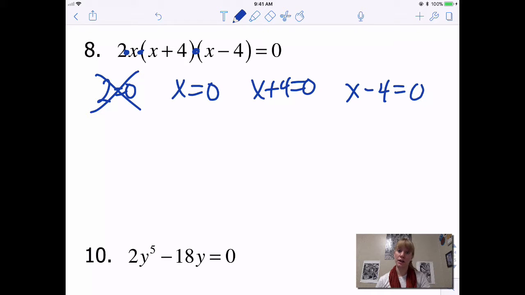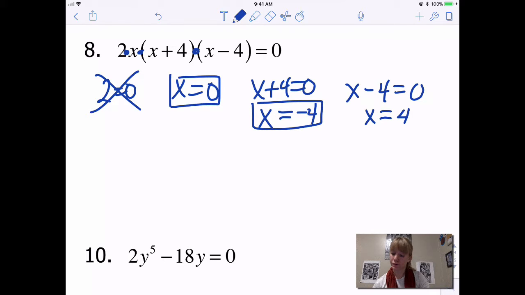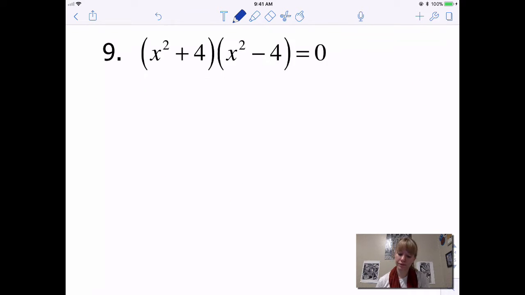Please cross that out so I know that you know it doesn't equal 0. X equals 0 is already an answer. X equals negative 4, and x equals positive 4. So when I list, I'll say x equals 0, and plus or minus 4.